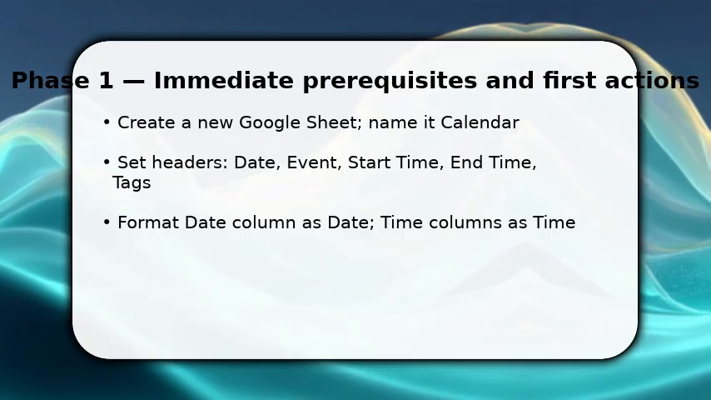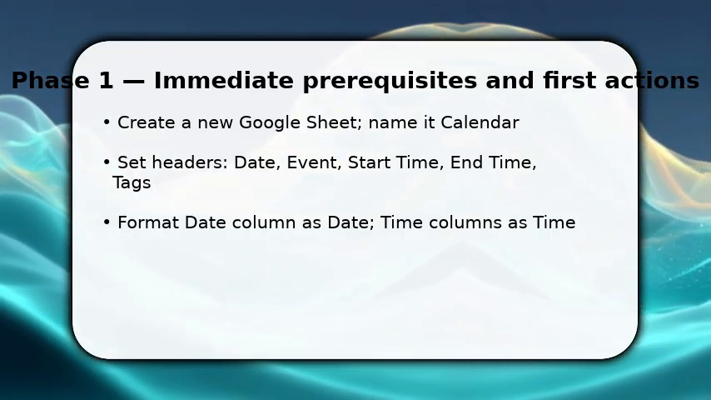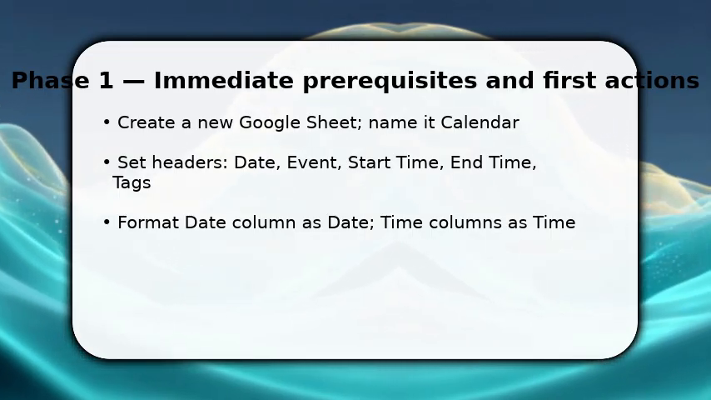Make sure to freeze the header row so you can scroll. Now enter a few sample rows to test. This step reveals formatting errors early and prevents later formula failures.